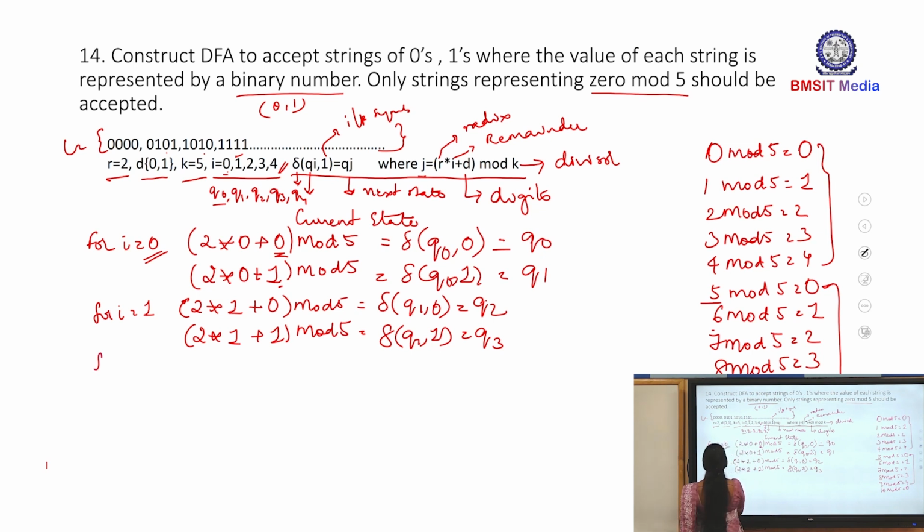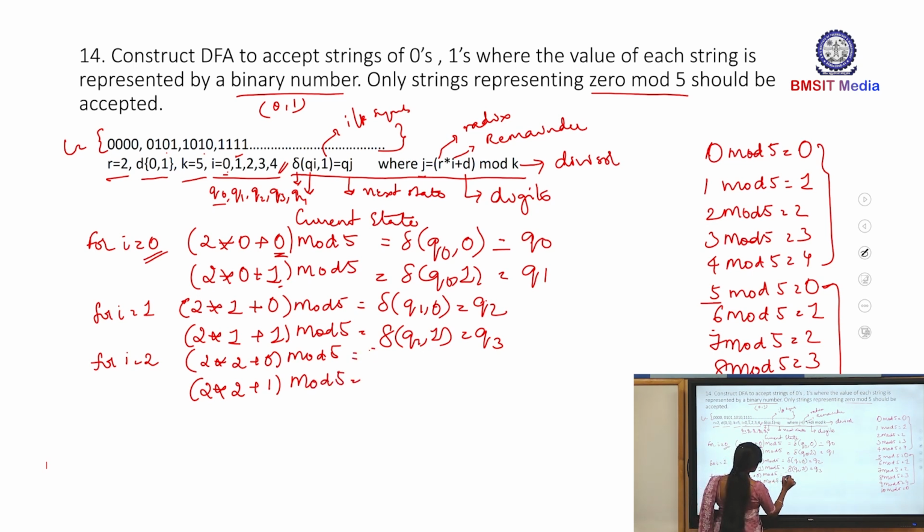So for i equal to 2, I can write the condition as 2 into 2 plus 0, mod 5. And for the next symbol, it is 2 into 2 plus 1, mod 5.